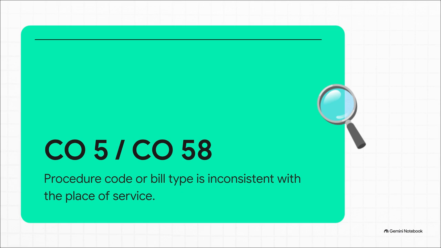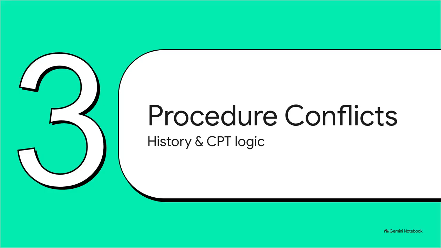It's a purely structural mismatch that your team needs to catch during pre-bill scrubbing. Moving right along to Section 3, Procedure and History Conflicts, we are now shifting our focus from basic demographics to the really intricate, strict logic between CPT codes, patient history, and timing.